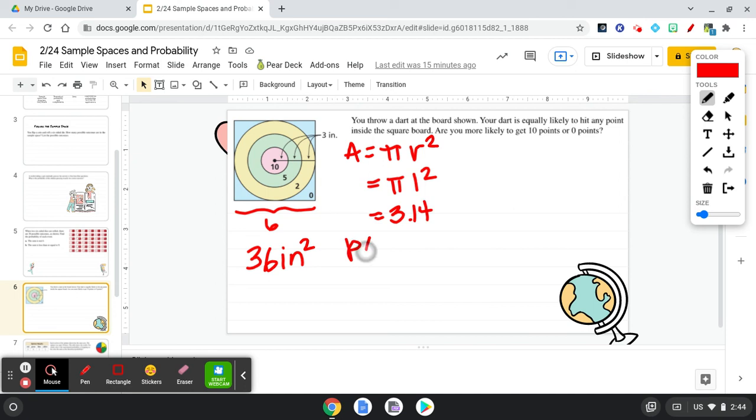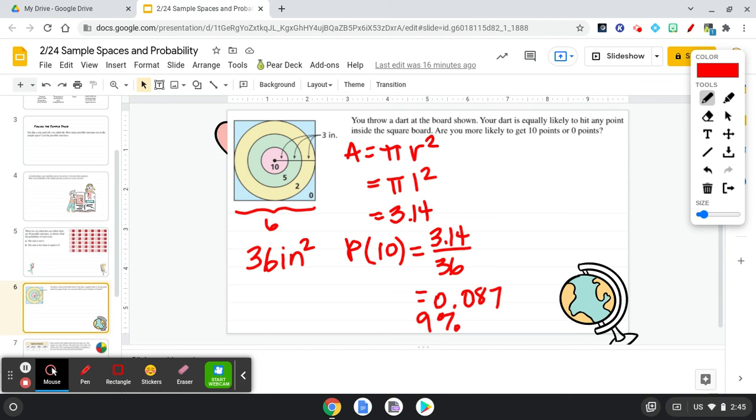So the probability of hitting the little circle, the 10-point circle, is going to be 3.14 approximately over 36. You can use your pi button too if you want to and get a little bit more precise. So 0.087, about a 9% chance of you getting 10 points.